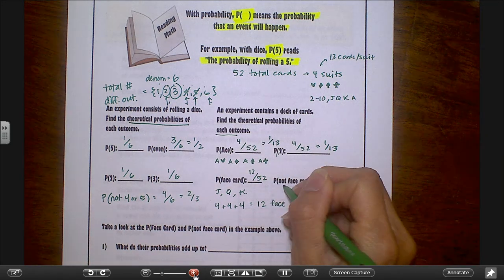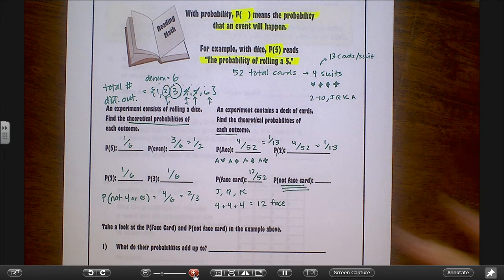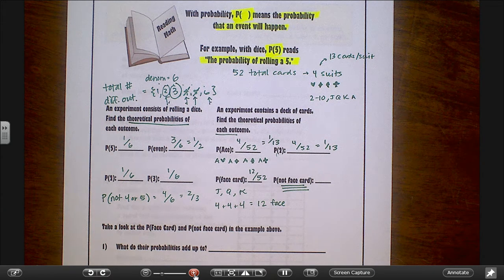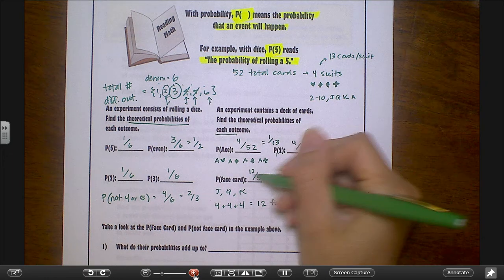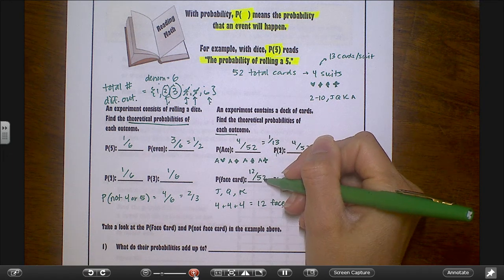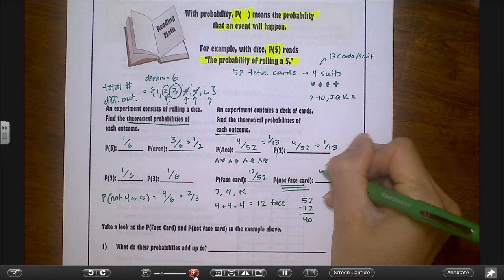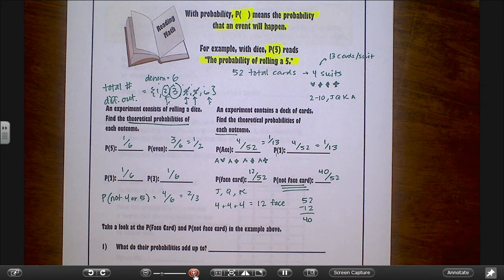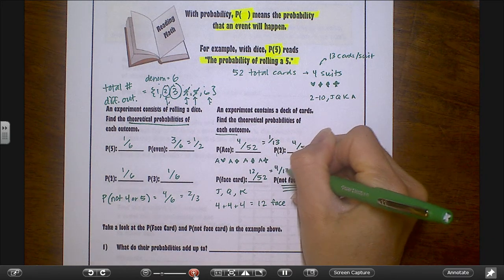Because if you look here, this is probability of not a face card. Remember, we kind of talked about that yesterday. Like, I think it was a green on a spinner. You either land on green or you don't, right? So you're either a face card or you're not a face card. So if 12 of them out of 52 are face cards, take 52 minus 12 and you get 40. So you have 40 are not face cards. So you want to reduce, of course, now. So this would be 4 out of 13, right?